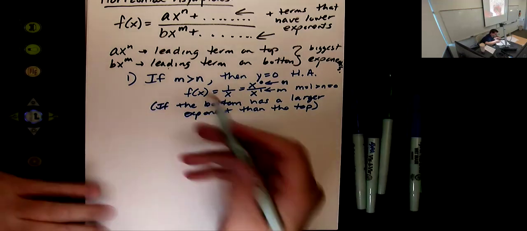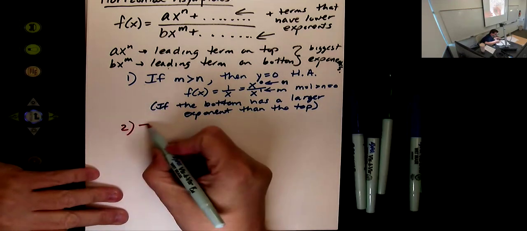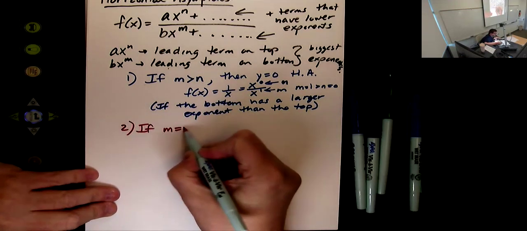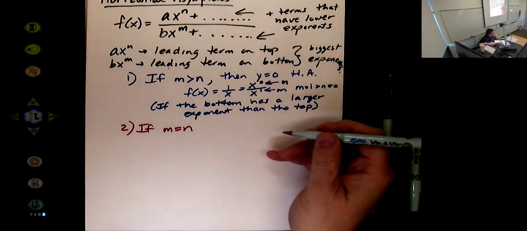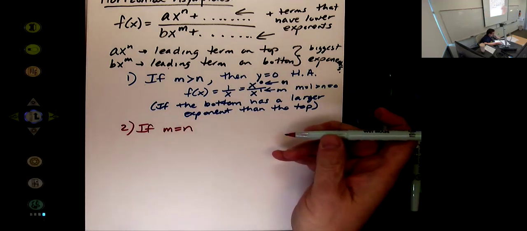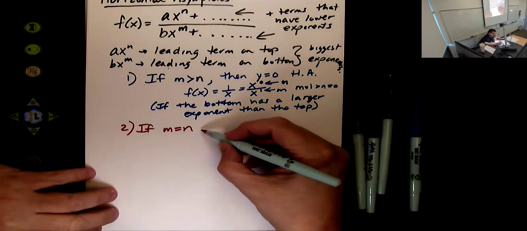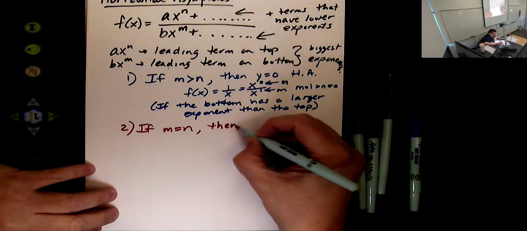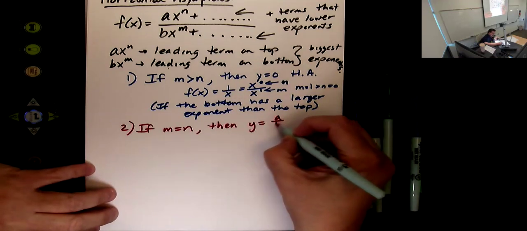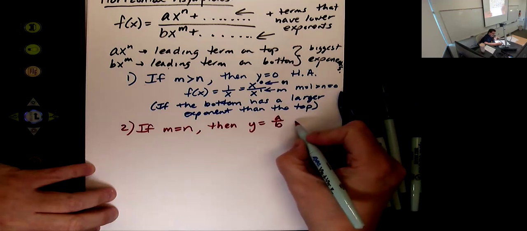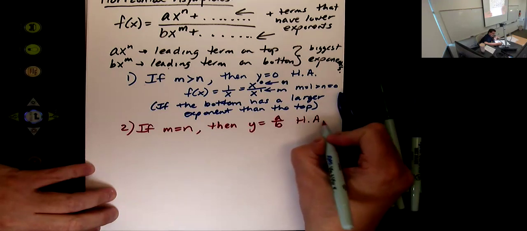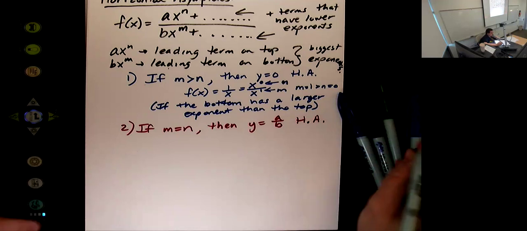Option 2. If M equals N, then Y equals A over B is our HA. Still a horizontal line.